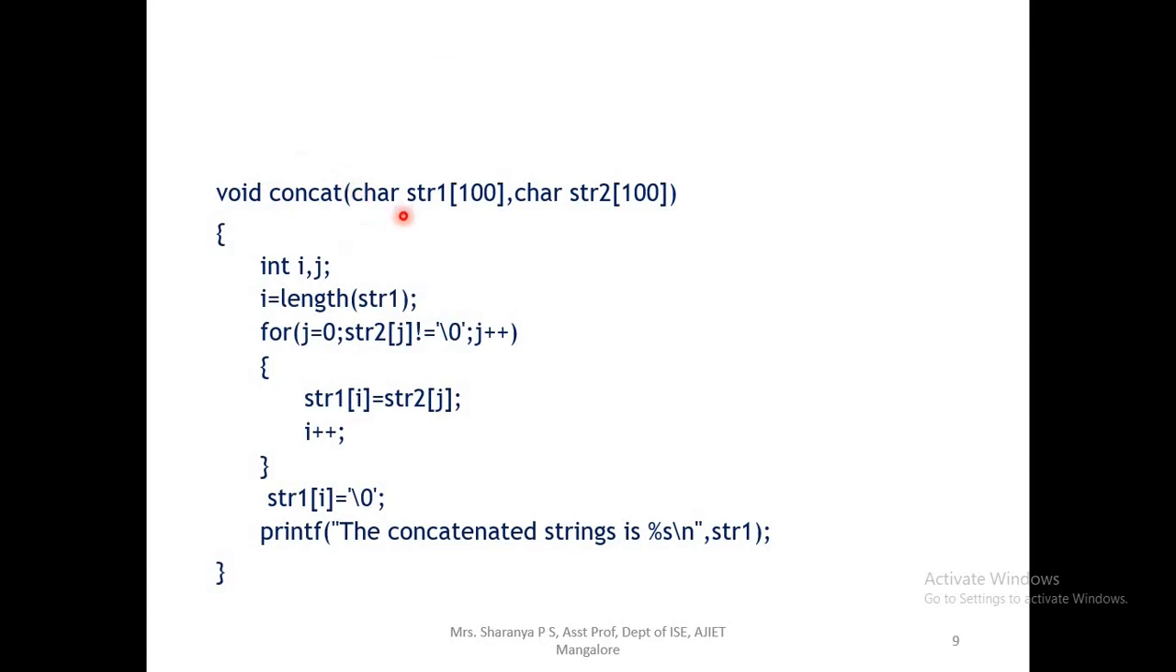Obviously, we want two strings here. First, it takes string 1, and one more parameter it takes is string 2. And here we have a mandatory step, declaring a variable of data type character, which uses the string name as string 1, and the size of the string is 100. Since it does not return anything, we have mentioned it as void.